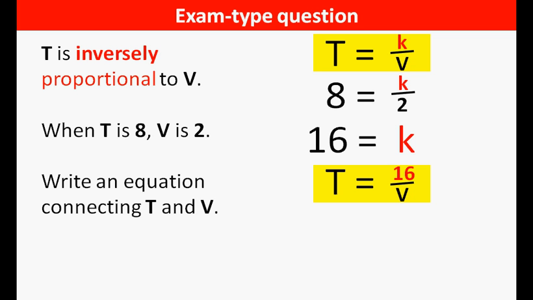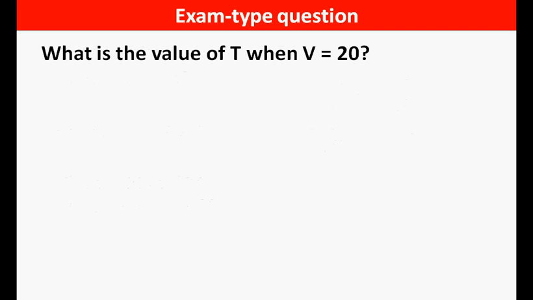What is the value of t when v equals 20 could be another part of the question. Well, we know that the relationship is t equals 16 divided by v, because we just worked that out. So we can just put 20 in and find out what t is. So t is going to be 16 divided by 20, which is 0.8.